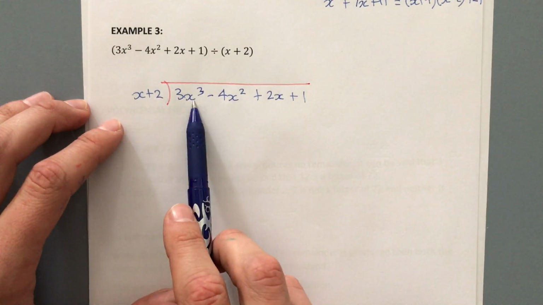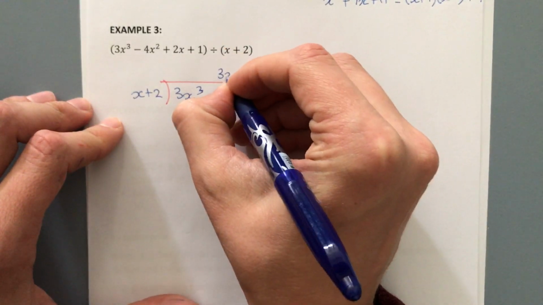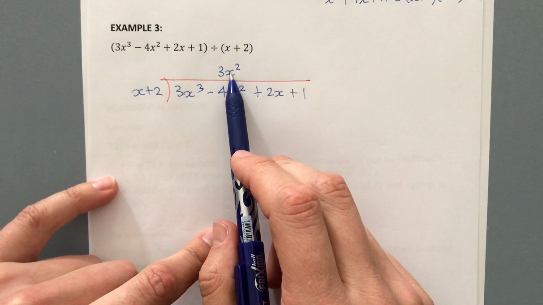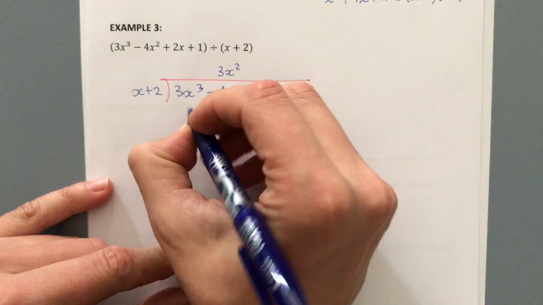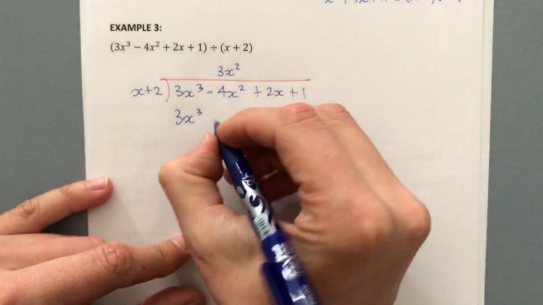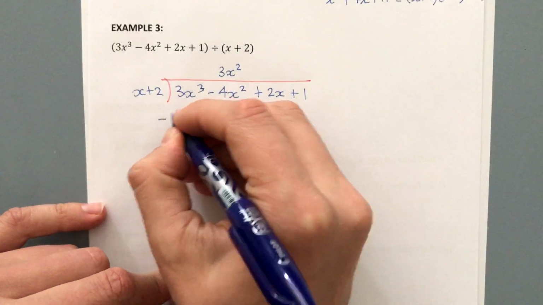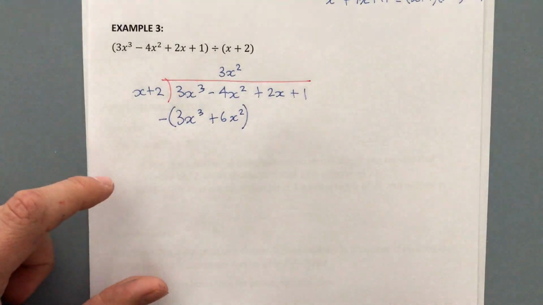Leading term of x dividing 3x cubed will give you positive 3x squared. So you're cancelling out one of the x's here. Next part of this process, you're taking your 3x squared, multiplying it by both of these terms. So 3x squared multiplied by x gives us 3x cubed. 3x squared multiplied by plus 2 gives us plus 6x squared. And we're taking that away from the top line.